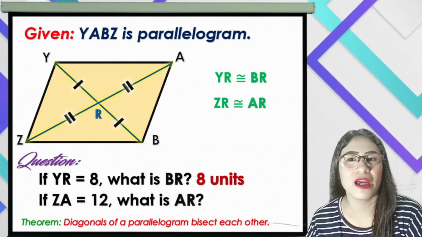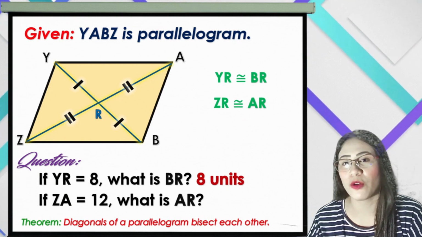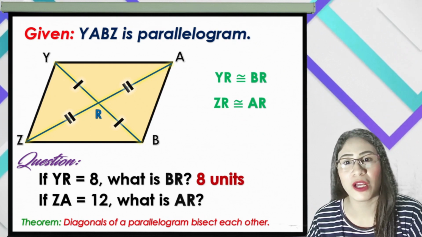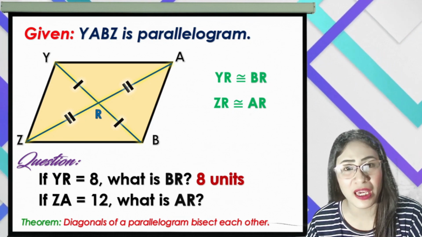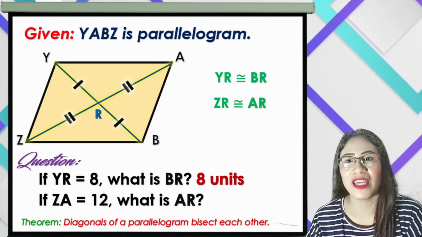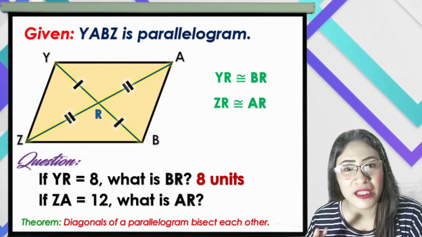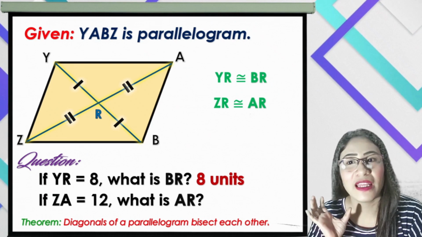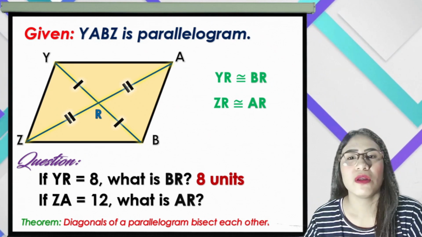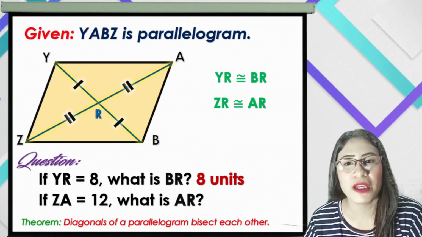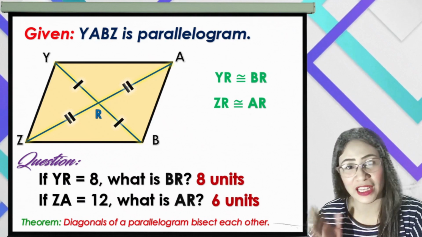And then, another question. If ZA is 12, what is the measurement of AR? It is the same idea. Since ZA is a diagonal and AR is where it was bisected, AR is half of ZA. So, the measurement of AR is 6 units. It was just divided in half.